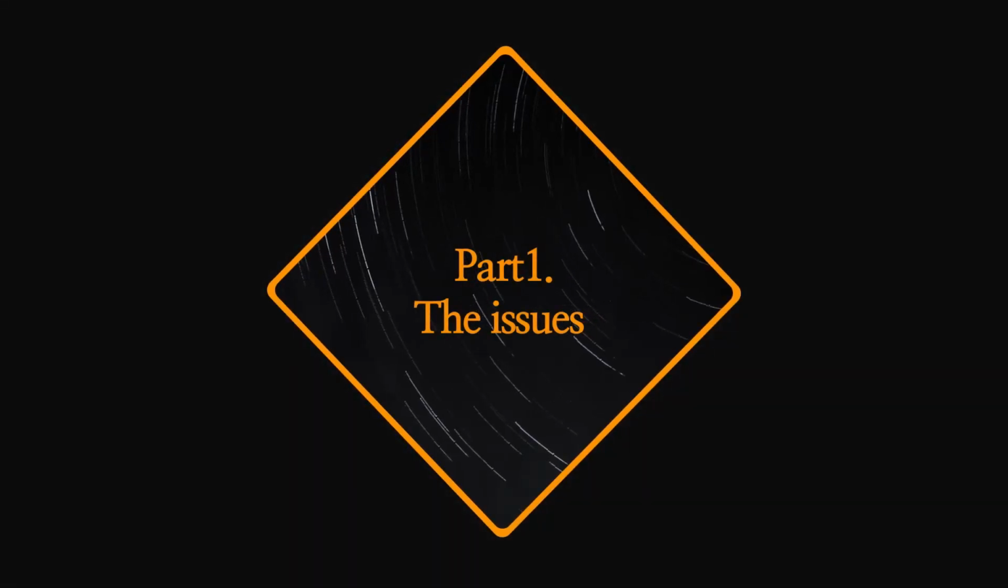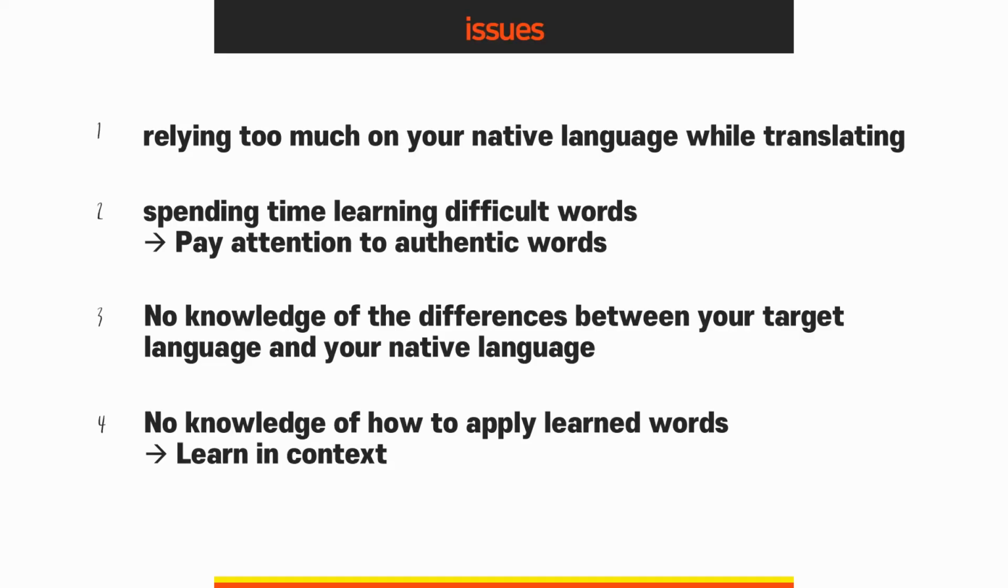Let's start with the issues themselves. There are four main issues. Firstly, the issue of language transfer. This is where we make mistakes speaking in another language by trying to apply rules and knowledge from our native language. The second issue is attempting to focus on words that are too complex that may not be frequently used. The third issue is not being aware of big differences between our native language and Korean. The fourth and final issue is learning the meaning of the words well, but not knowing how to apply them to sentences and situations.